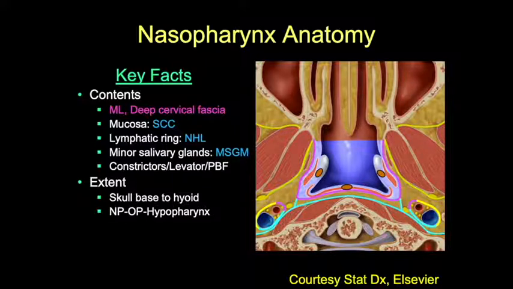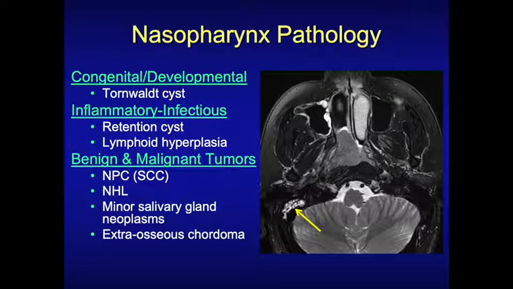The pharynx goes from the skull base to the hyoid, and as I've mentioned, nasopharynx superiorly, oropharynx in the middle, and then hypopharynx inferiorly. So let's start looking at some of the various pathologies that occur in the nasopharynx. We'll cover both congenital developmental lesions as well as infectious inflammatory lesions and how to differentiate those from neoplasms, and then spend the majority of time looking at neoplasms.